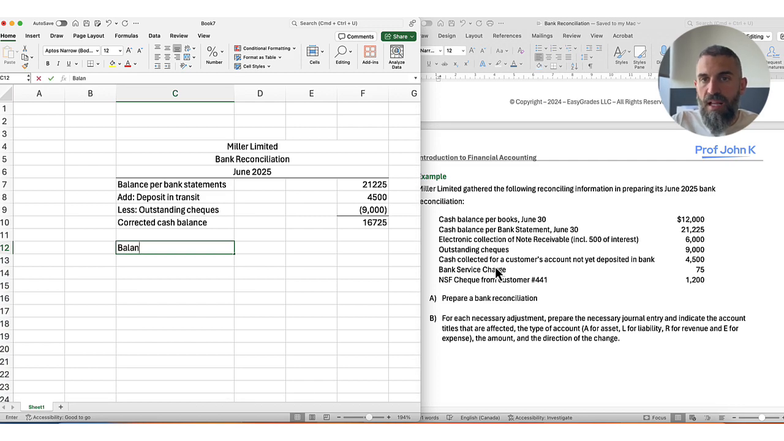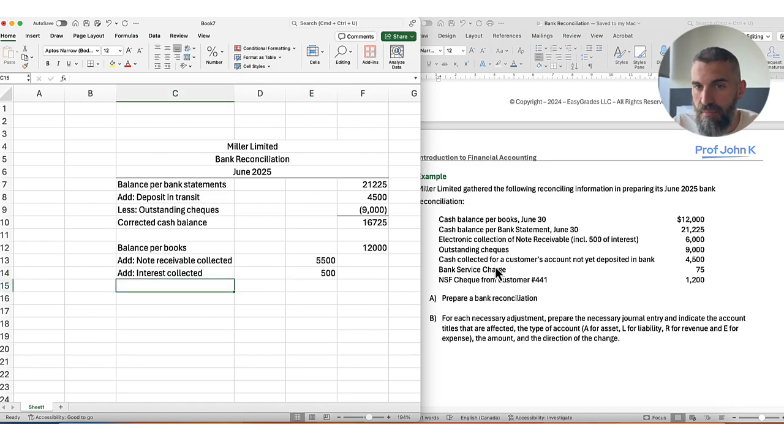Then we want to do that again, balance per books. Our books think we have 12,000. So our own records say we have 12,000. And then we want to add, first of all, any collections by the bank. So that electronic collection of a note receivable, I'm going to add as two different things. I have a note receivable collected, and it's 5,500. And I'm also adding the interest collected as 500. I don't think you have to separate them, but I'm separating them because it's two different things. I collected a note, but I also collected interest.